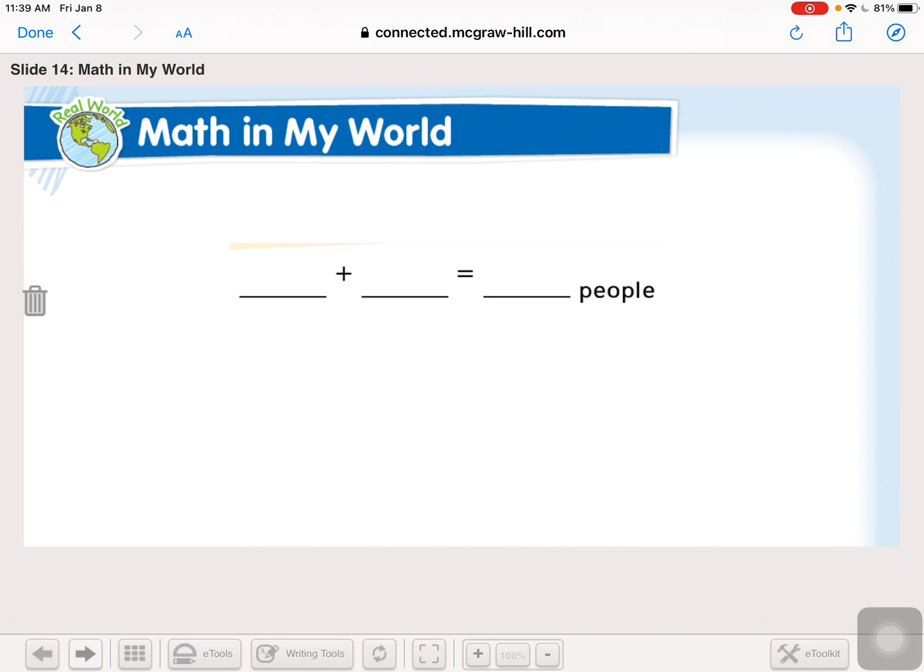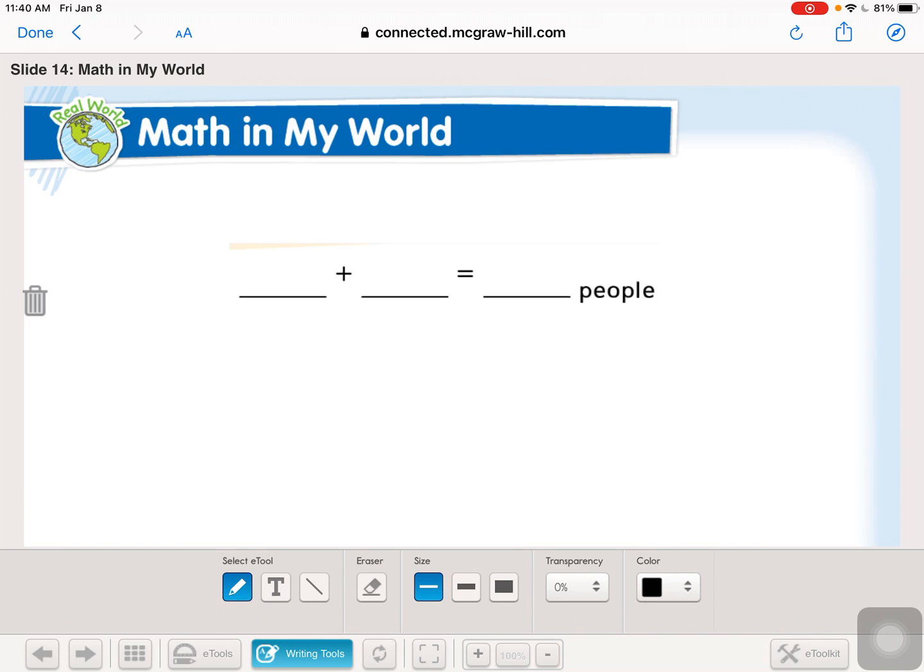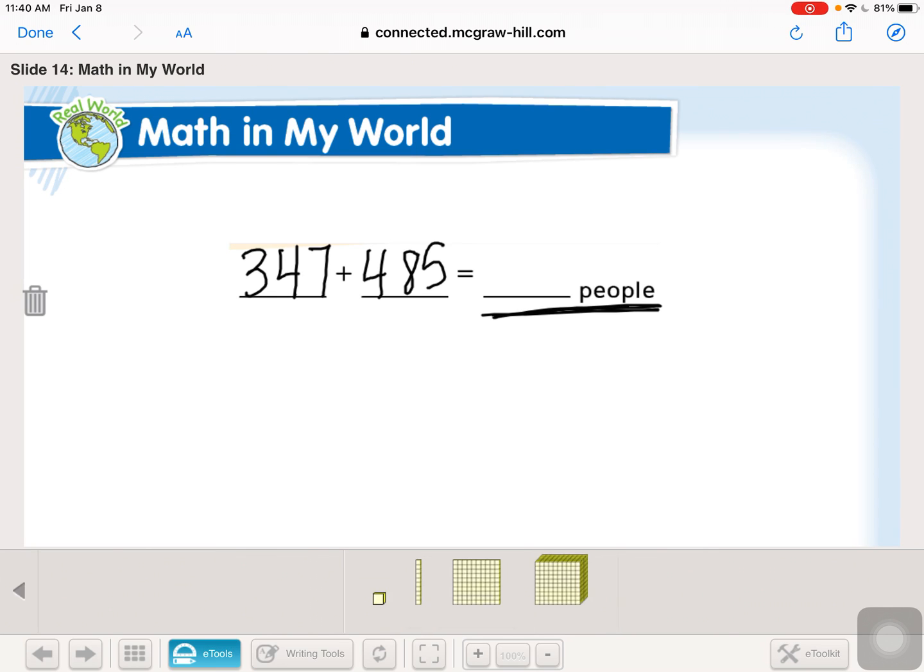So our directions say model using base 10 blocks. On Friday, 347 people went to the movies. On Saturday, 485 people went to the movies. How many people went to the movies on these 2 days in all? Write your number sentence. So 347 on Friday, 485 on Saturday. So we're looking for how many people in all.